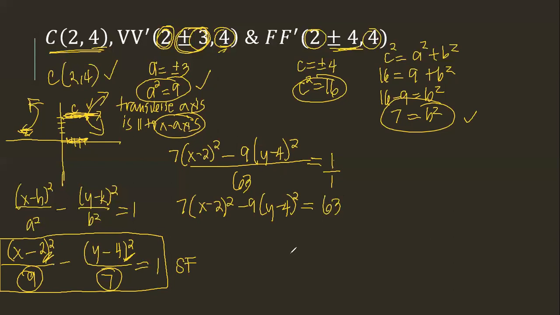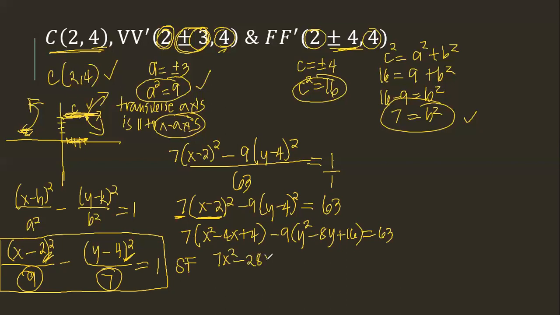That is 63. Okay, so before you distribute 7 inside the parentheses, just expand first the binomial. So we have 7 times x squared minus 4x plus 4 minus 9 times y squared minus 8y plus 16 equals 63. And then, saka ka mag-distribute. 7 times x squared is 7x squared. That is 7 times negative 4x, negative 28x. 7 times 4 is 28.